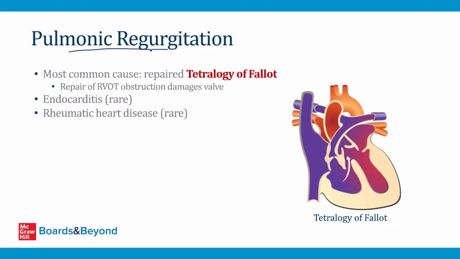The thing you want to remember about this valve disorder for your board exams is that the most common cause is repaired tetralogy of Fallot. So in the videos on congenital heart disease, I talk about tetralogy of Fallot. And when patients are born with this condition, they have surgery to relieve the right ventricular outflow tract obstruction that they're born with. This surgery almost always leaves behind a damaged pulmonic valve. And so these patients commonly have significant pulmonic regurgitation. Super high yield to know this for your boards. This is where pulmonic regurgitation is most likely to come up.